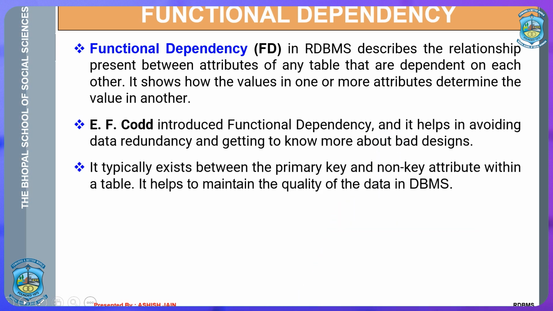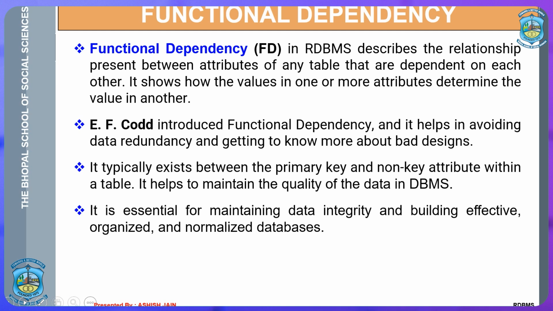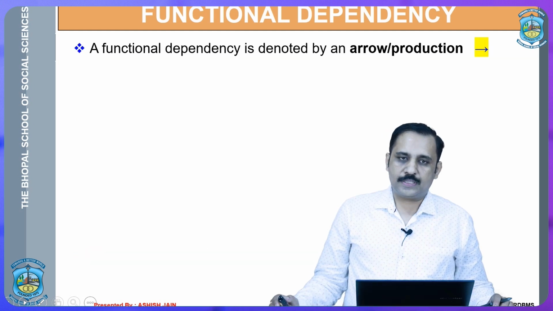This dependency typically exists between the primary key and all the non-primary key attributes in a relation. A primary key is a special key which helps to identify records of the same data from each other. It also helps to maintain the quality of data in a DBMS. It is very essential for maintaining the integrity of the data. It helps to build a very effective database management system and also to organize and normalize the database. This topic is very important to understand the concepts used to solve problems related to normalization of tables. Let us now discuss this further.